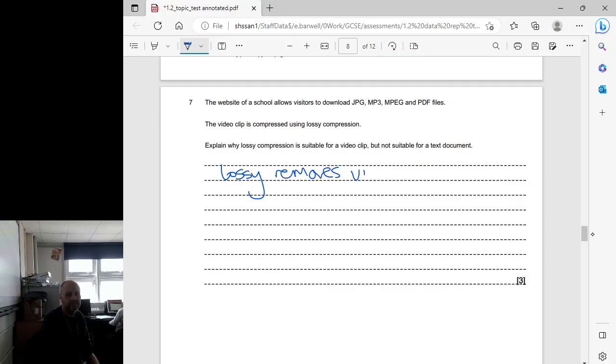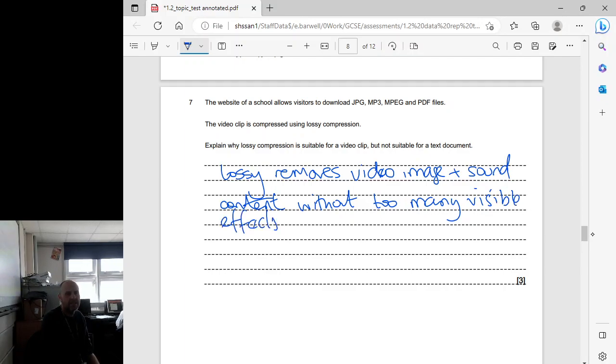video content without too many visible effects. But you cannot reconstruct the original file, because we threw stuff away. But it doesn't matter.